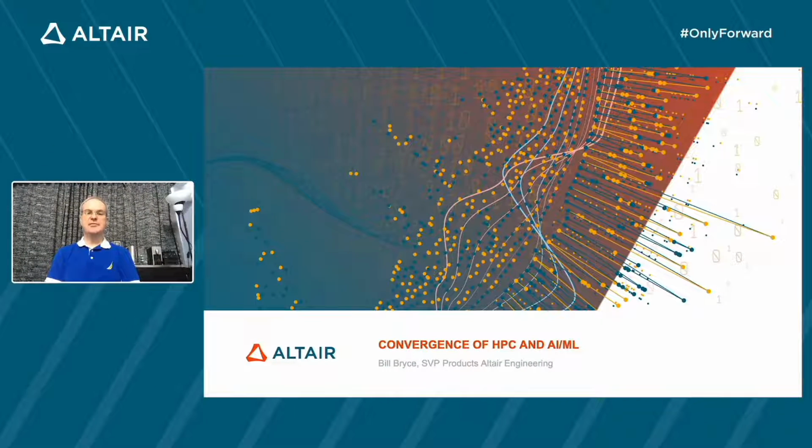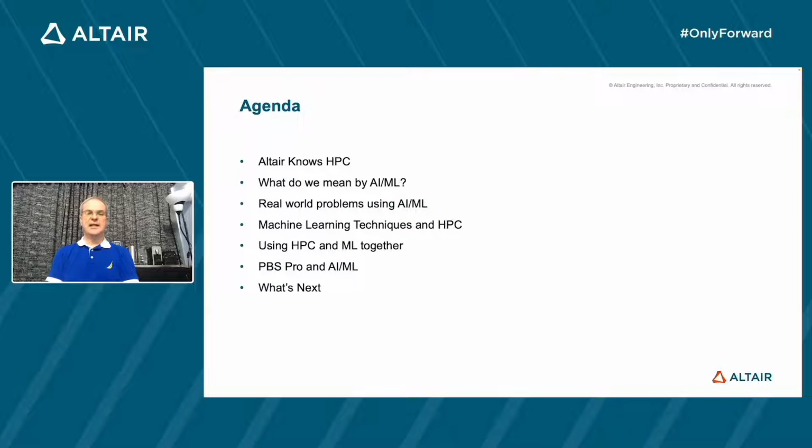Hello, everyone. My name is Bill Bryce, and I am a Senior VP of Product Management here at Altair. Today, I will be discussing the convergence of high-performance computing and artificial intelligence and machine learning. At the beginning of this presentation, I have one slide to introduce Altair. There is much more that Altair Engineering does, and you can learn more by visiting our website at altair.com. The rest of the agenda doesn't really require much explanation, and at the end of this presentation, I will discuss what's next, since this is just an introduction to what you can do with HPC and AI/ML.